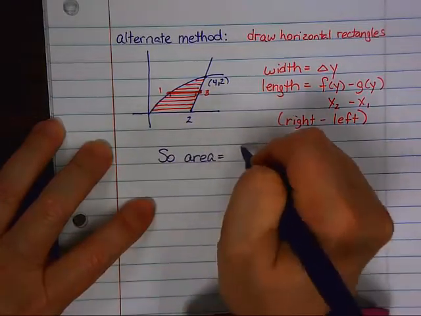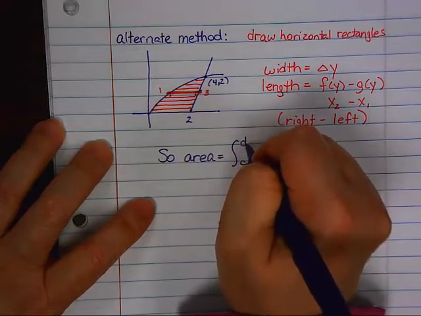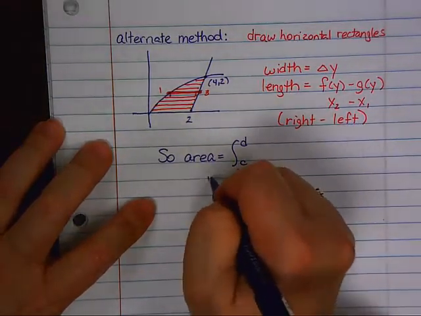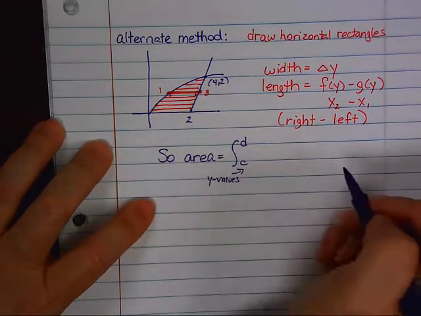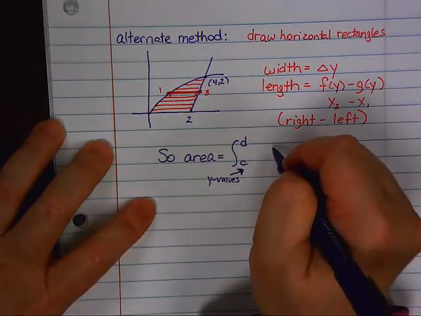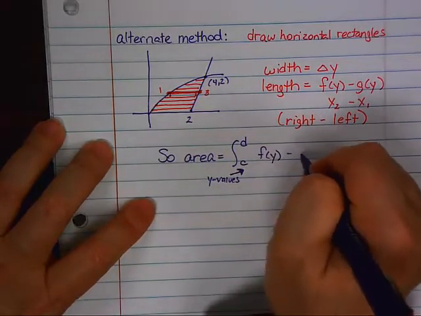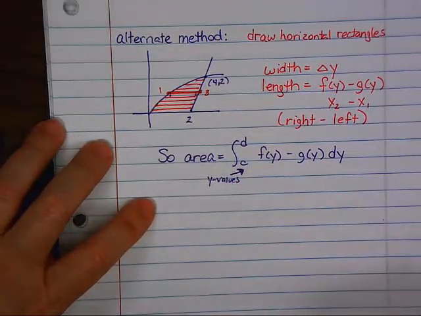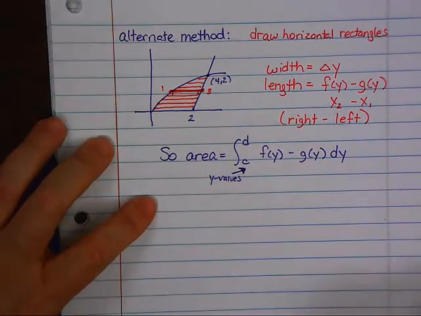So the area is going to be the integral from C to D. Now, why did I not put A and B? Because these are y values, not x values. C and D are y values, okay, of f of y minus g of y dy. Now, for these problems, and you'll see in a minute when we do one, you can't type in a y1 and a y2 because you can only type functions in the calculator. It doesn't work that way. We have to type in the equations to do these problems.